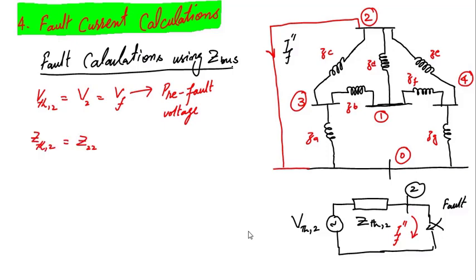Z Thevenin 2 is Z22, which can be taken from the Z bus directly, that is the diagonal entry of the Z bus at position 22, and IF double dash will be equal to V Thevenin 2 divided by Z Thevenin 2. If we substitute the values, that will be equal to VF divided by Z22. Here in this equation, the numerator VF value is given to us as the pre-fault condition. If the system is unloaded, that will be the same everywhere in the network, and if the system is loaded, we will obtain this value from load flow analysis.